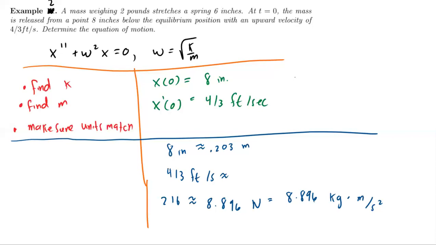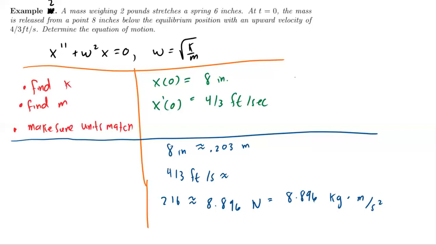What I want to do is work with everything in meters. So I want to change all the feet to meters, and I also want to change pounds to newtons. And here in the box on the bottom right, I did that. It's an approximation. I'm always going to be rounding to 3 decimal places. So 8 inches is approximately 0.203 meters. Now 4/3 feet per second, I want to convert to meters per second, for velocity.